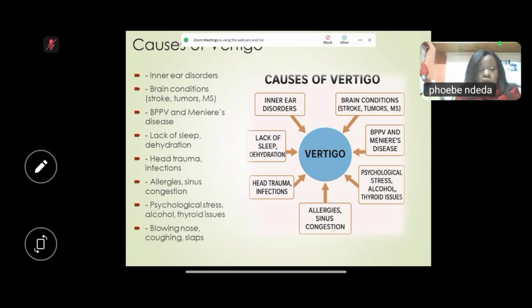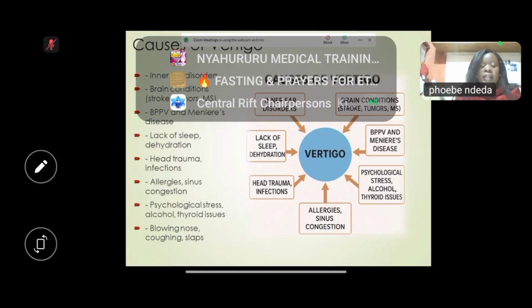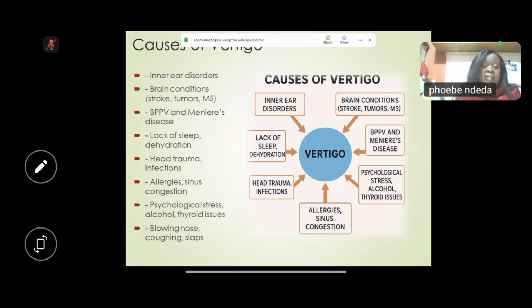Then we also have head trauma and infection. So you can get a head trauma maybe during an accident. Anything can happen and you can get a head trauma. Accidents, something hits your head there, or you fell from a tree. Anything can happen and that can lead to head trauma. And if not treated, it can also become infectious.